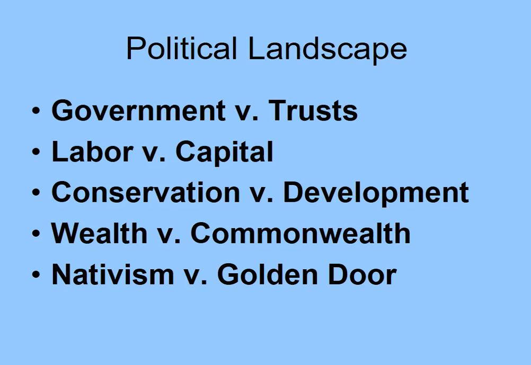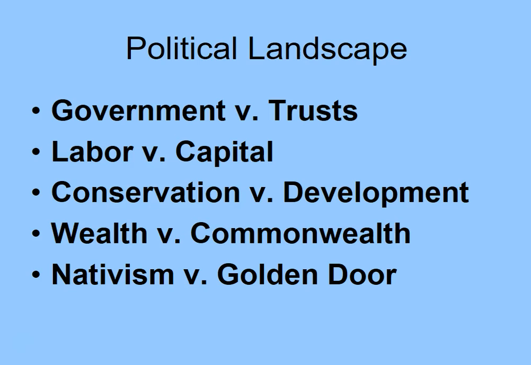So when Roosevelt became president, he was McKinley's vice president. And when he became president, this is what the political landscape looked like in America. And we've talked about a lot of this stuff already in class. And as we go through the lecture, a lot of these things will be addressed. How did Roosevelt address these? So let's look at the first one here, government versus trust.